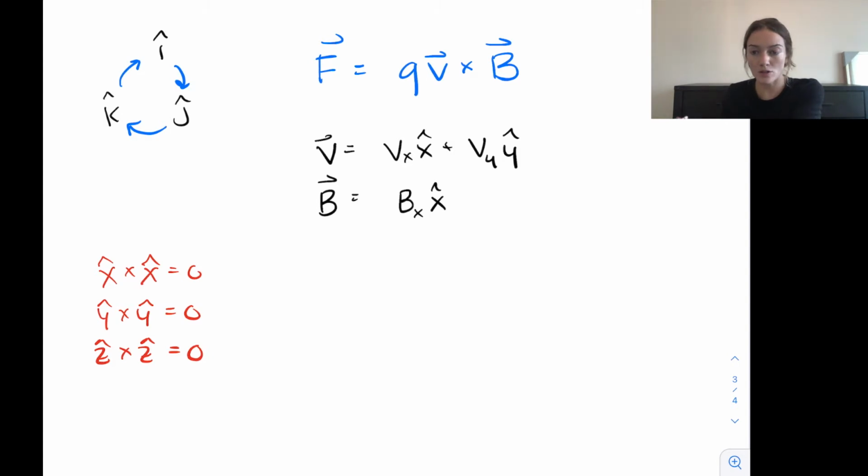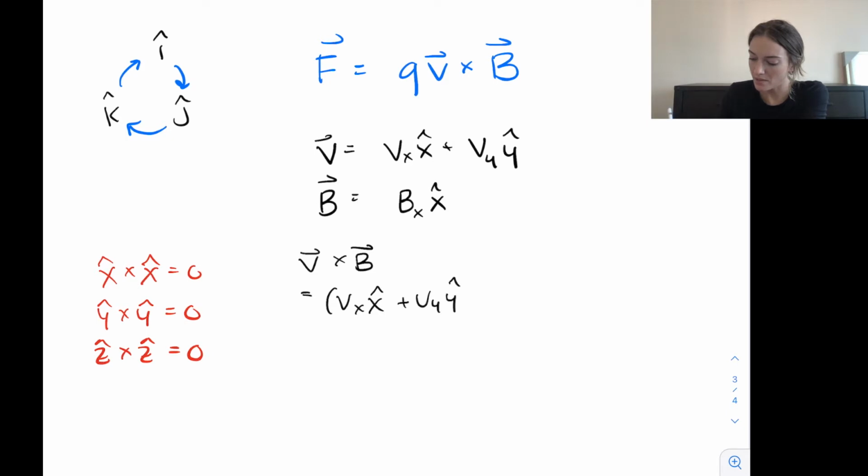So a quick way to do a cross product like this: now you could go through the whole cross product where you write the little box and you do the whole thing out, but that's a little bit more complicated than you need for this class. So you can just look at this right away and say, okay, if I do V cross B, I have Vx plus Vy crossed into Bx.